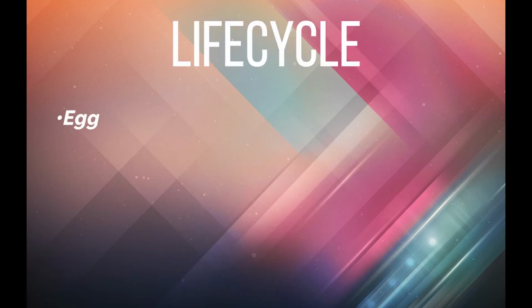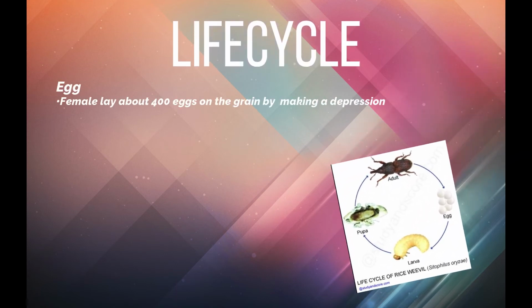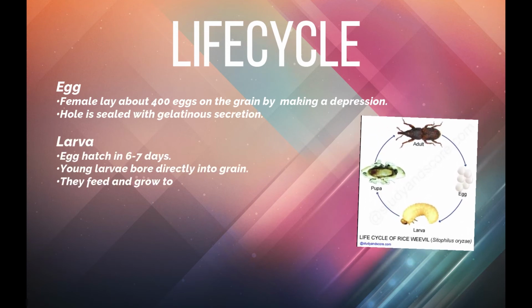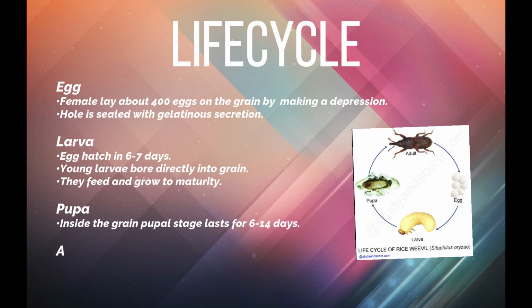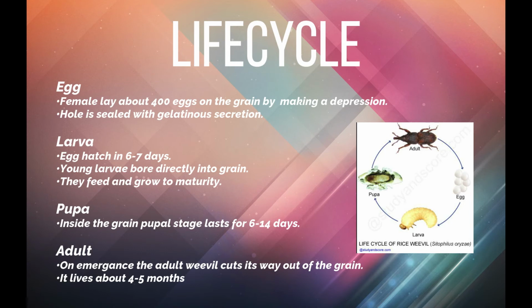Now talking about the life cycle of the rice weevil. They have 4 stages: egg, larva, pupa and adult. The rice weevil breeds from April to October and hibernates in the winter. During their active season, the female lays about 400 eggs on the grain by making a depression, and the hole is sealed with gelatinous secretion. Eggs hatch in 6 to 7 days and the young larvae bore directly into the grain where they feed and grow to maturity.